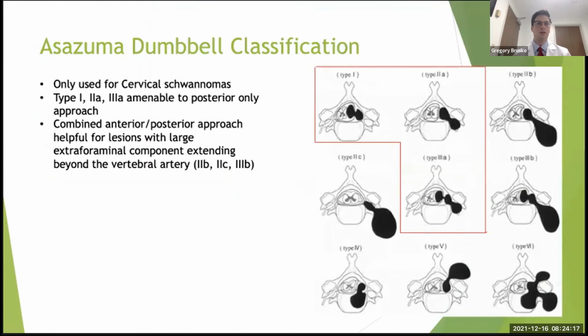This is just an example of the Asazuma dumbbell classification that's only used for cervical schwannomas, but can help guide some surgical decision-making in terms of how to approach some of these slightly more complex schwannoma tumors. Seeing here, type 1A or type 1, 2A, 2 and 3A generally are more amenable to a posterior only approach versus tumors that extend much more laterally beyond the vertebral artery, which may require a combined anterior posterior approach.